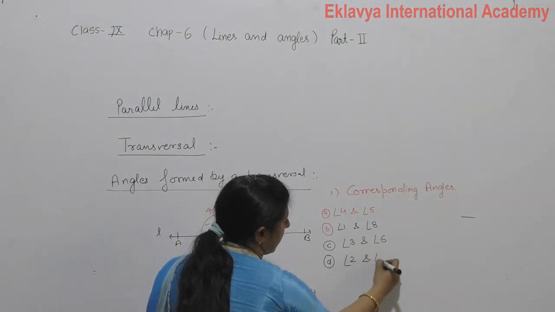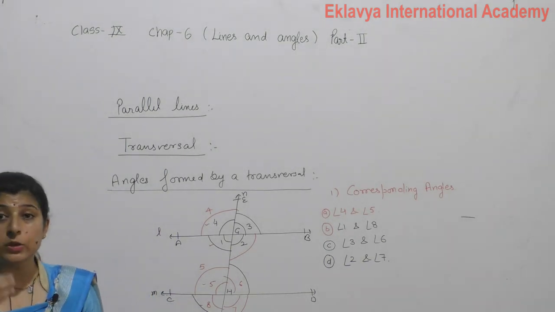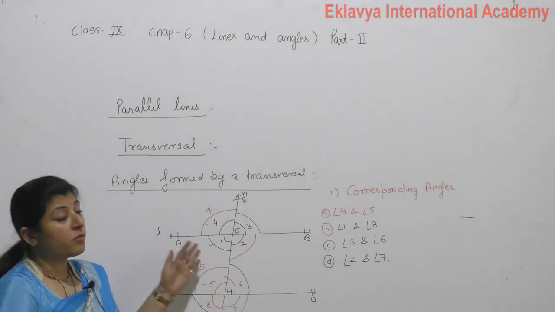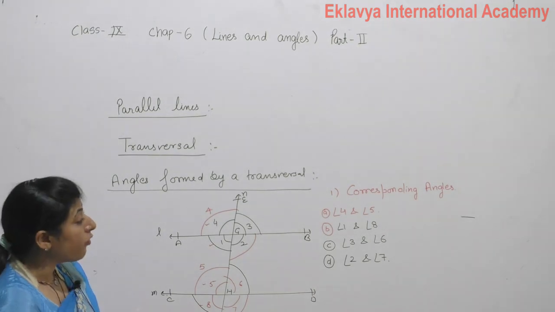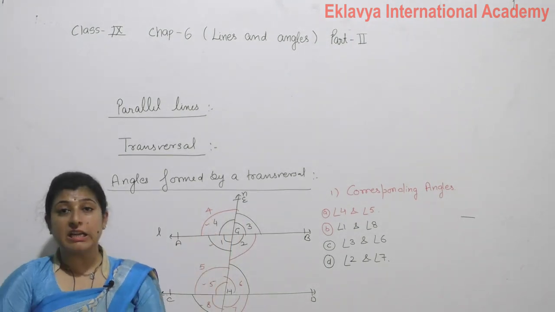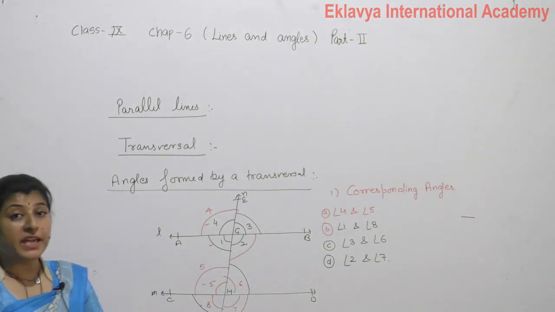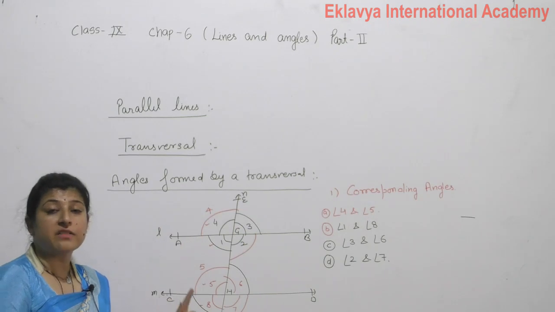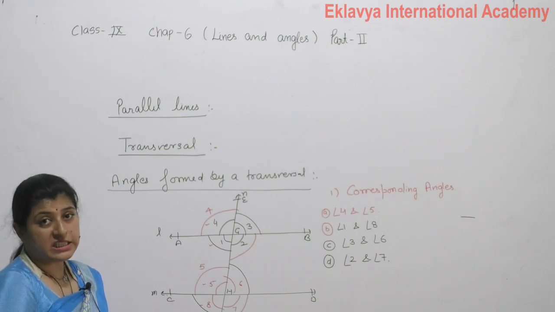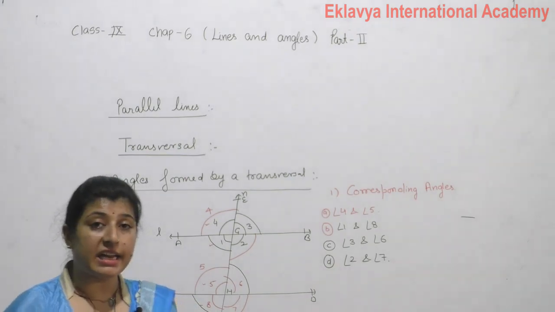Angle 2 and angle 7. It means when a transversal intersects two lines at different points, then they form a total of 8 angles and four pairs of corresponding angles. How to describe corresponding angles? We can say they lie on the same side of the transversal, a pair of one exterior then another one interior, or if we are taking firstly interior then the other one exterior. So these types of angles are called corresponding angles.